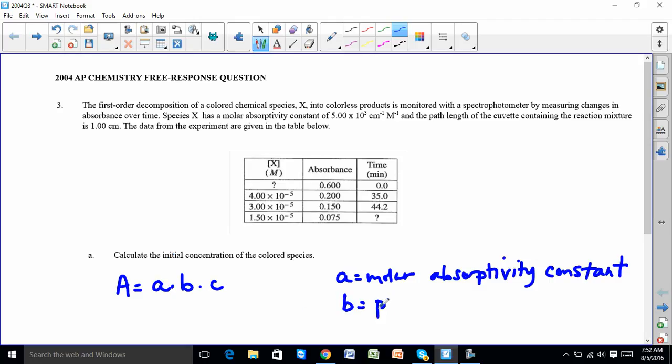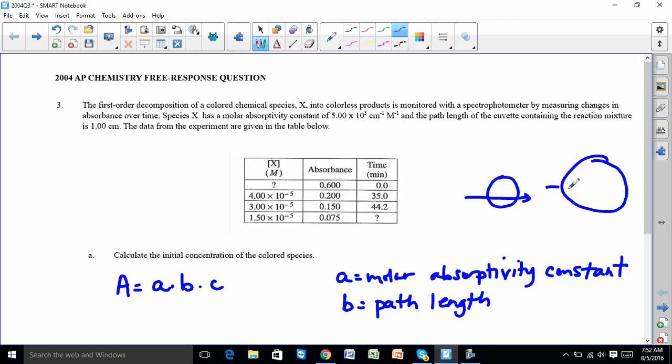And if you've played with flashlights or lasers at all, you know that, this is a view from the top, but if the light is traveling through a smaller diameter thing rather than a larger, more light is going to get to the detector. And then C is the concentration in molarity. And so C is concentration.